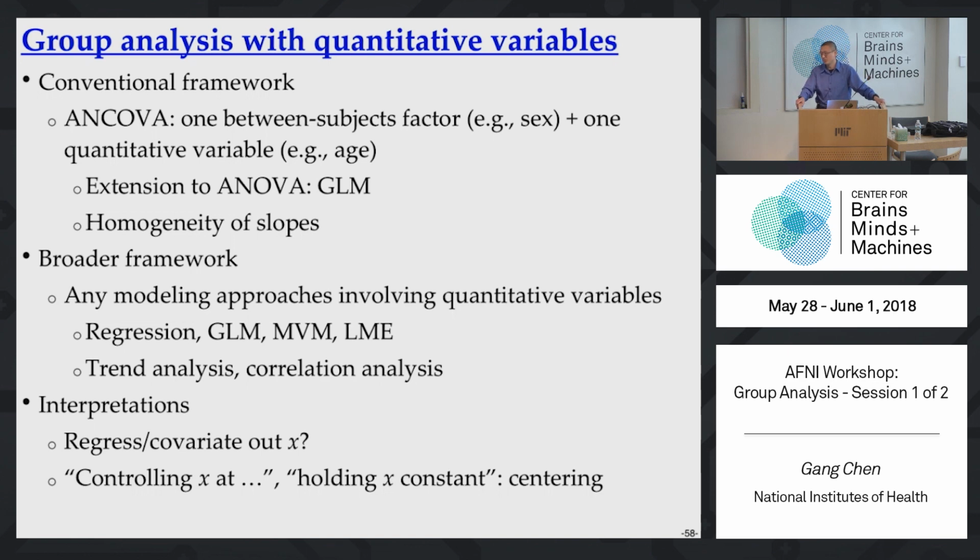That description to me is a little bit vague and not accurate, in the sense that whenever we have a quantitative variable or even a categorical variable and put it in the model, you can't simply say I regress out or covariate out. It's more accurate to describe it as you control that variable, or fix or hold that variable at some particular value. That's really what it is about. That's also tied with what I was mentioning, the centering issue.